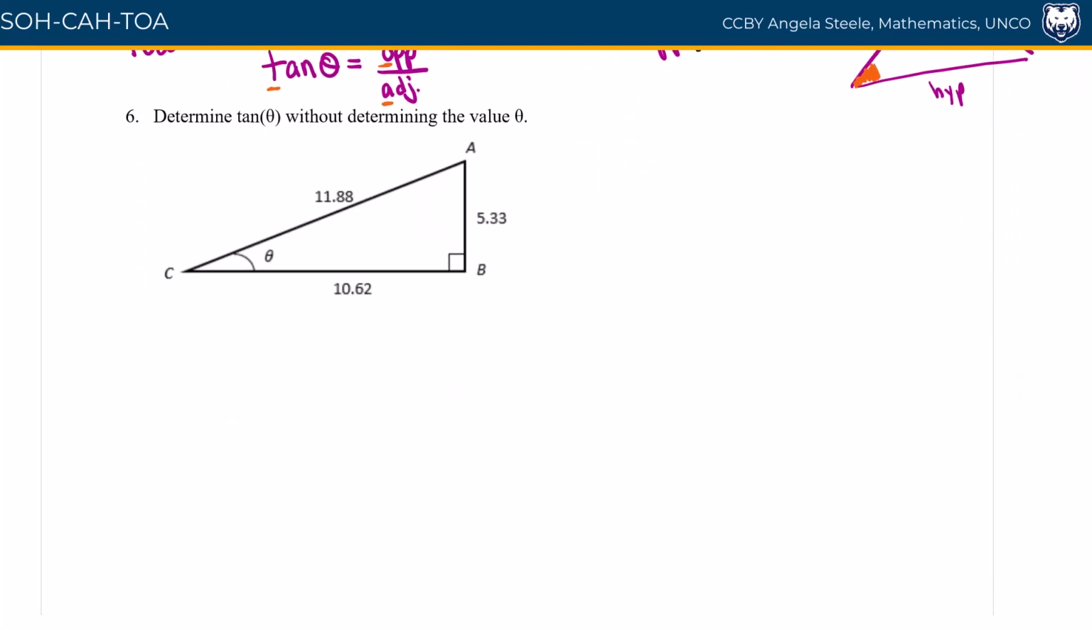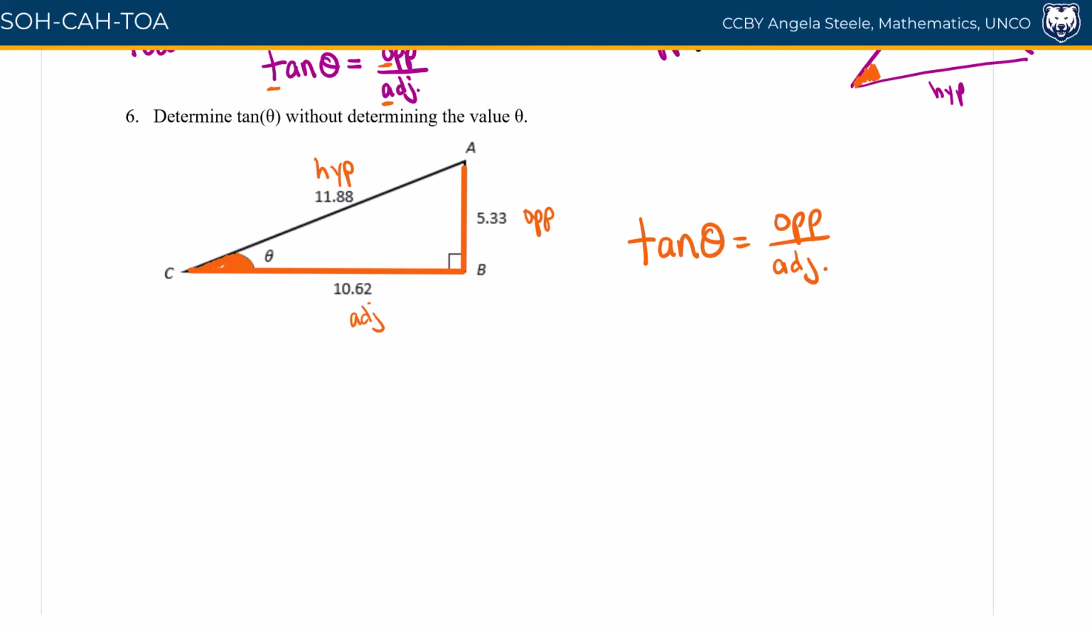All right, on problem 6, we are going to be looking at the tangent of theta, again, without determining the value of theta itself, so we don't need to do the inverse. But tangent of theta is going to be the opposite over the adjacent. And so on the triangle here, you can see that this is going to be the angle we're looking at. So that means that the 5.33 is going to be the opposite. The 10.62 is going to be the adjacent because it's next to the angle. And then that 11.88 is going to be the hypotenuse.